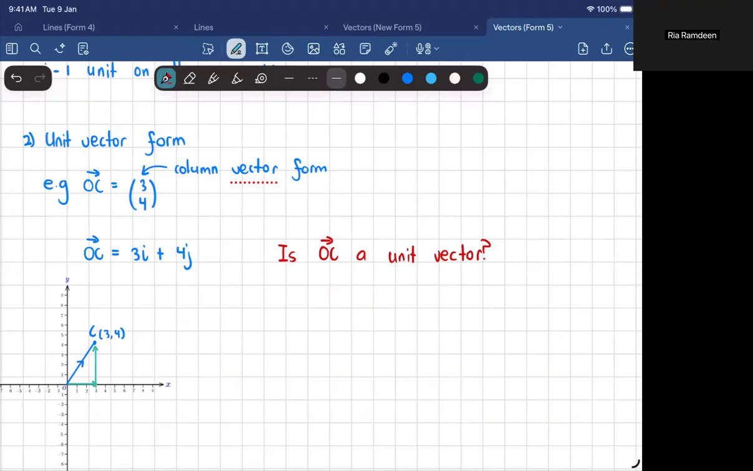Okay. So if I say a unit vector, it means that the magnitude is 1. A unit means 1. So let's find the magnitude of O to C and see if it's 1. Could you remind me what the magnitude formula is? The magnitude of a vector is the square root of what?